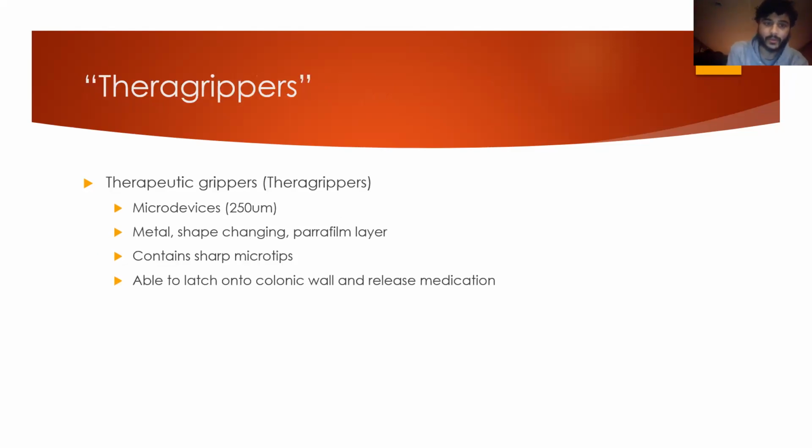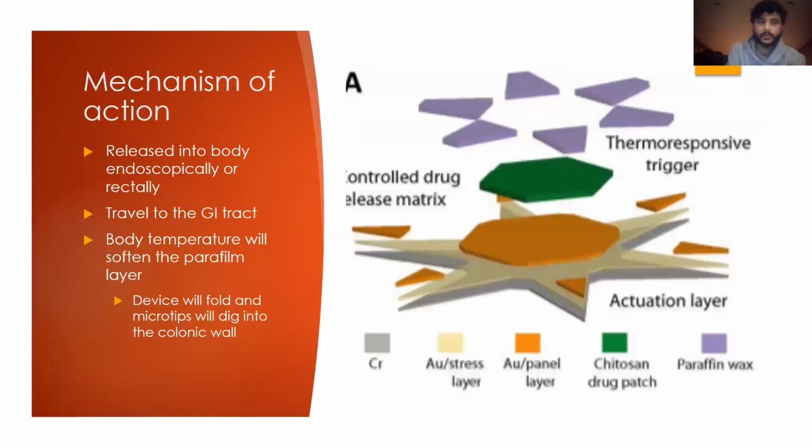It's metal. They're only 250 micrometers. They're called therapeutic grippers, so they call them Theragrippers. They're very small. Thousands of them can be injected or taken at once. They contain a parafilm layer, and that's going to be important. We'll see in the next slide or so. They contain sharp microtips. These microtips are what are going to be digging into the intestinal tissue. So they latch onto the colonic wall and release medication.